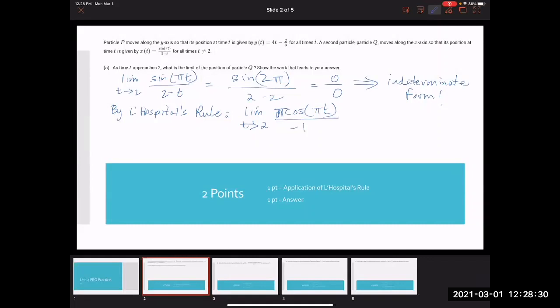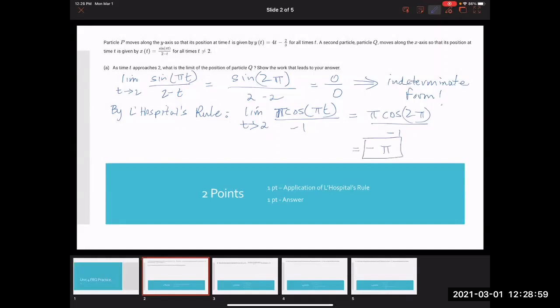So now I can do direct substitution and plug in 2, and you end up getting pi times the cosine of 2 pi all over -1. Well, cosine of 2 pi is the x coordinate of 360 degrees, which is 1. 1 times pi is pi, and then if you divide by -1, that just makes that pi go negative. So your answer is -pi.